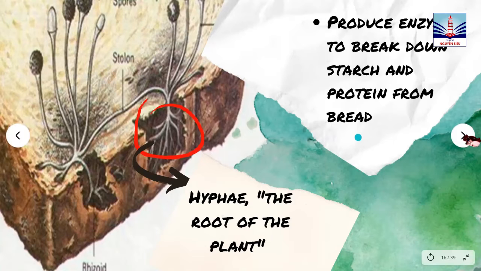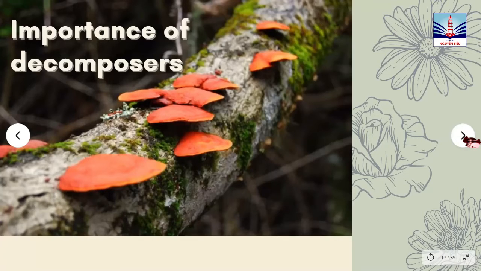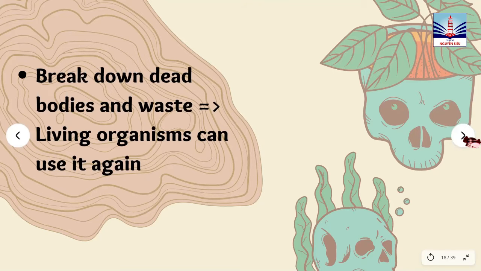We'll keep on going. So the importance of decomposers. The decomposers break down dead bodies and waste so that living organisms can use it again. And imagine if we didn't have decomposers, then actually the waste and all the dead organisms are just going to pile up, and we can't just burn it.